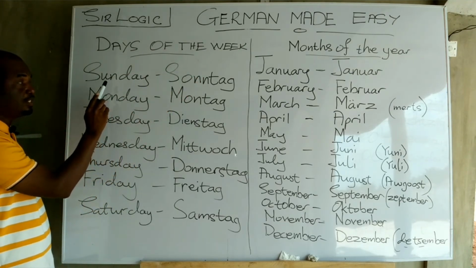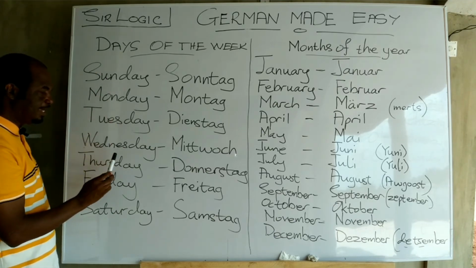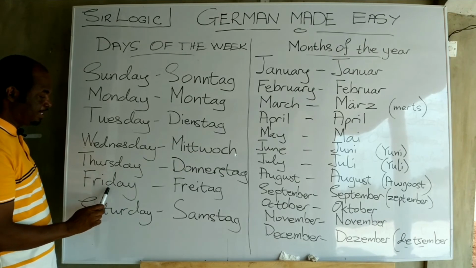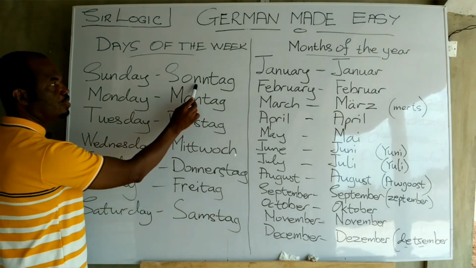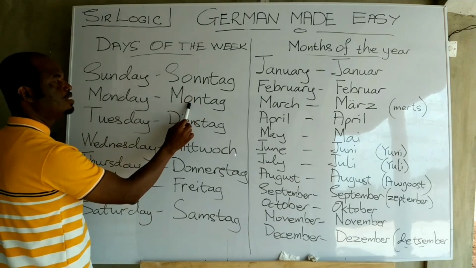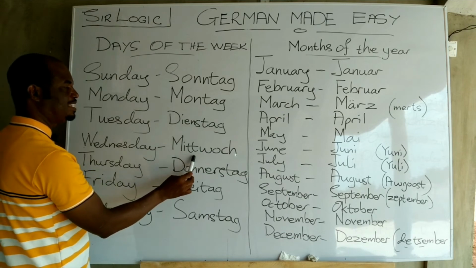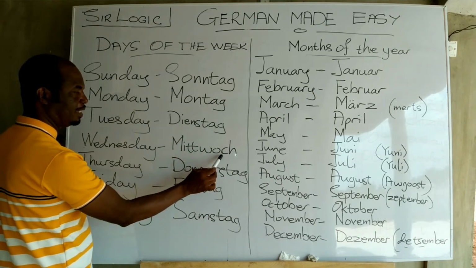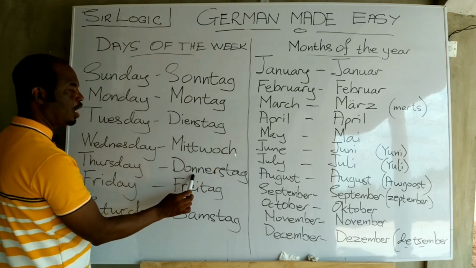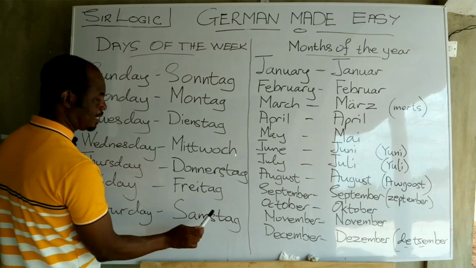This is in English: Sunday, Monday, Tuesday, Wednesday, Thursday, Friday, Saturday. In German we say Sonntag, Montag, Dienstag, Mittwoch, that's midweek, middle of the week, Mittwoch, Donnerstag, Freitag, Samstag.